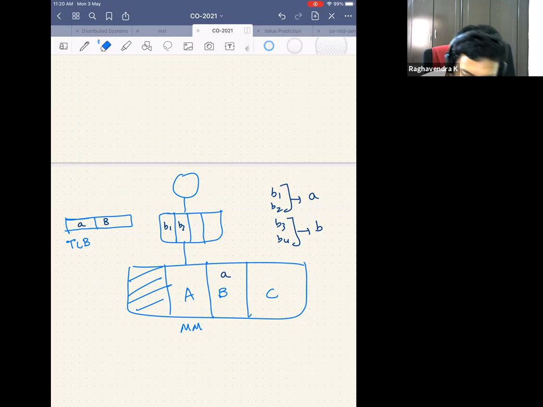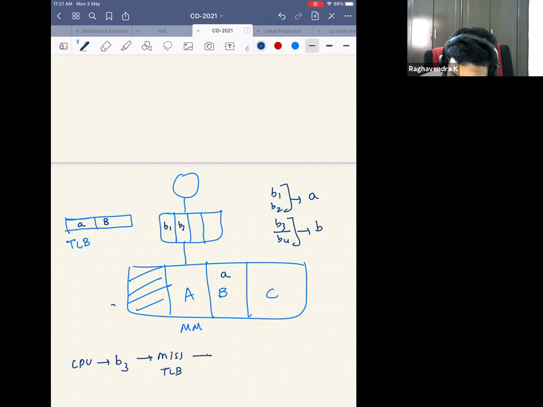Now the CPU generated an address for small b, for B3. Let's say the CPU generated an address for B3. It is not a hit in the TLB, so you go to the main memory. You see that this has not yet been allocated, so you update the page table entry. So the CPU generated B3, a miss in the TLB.